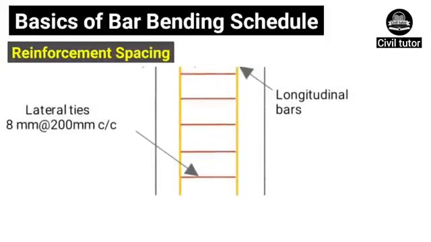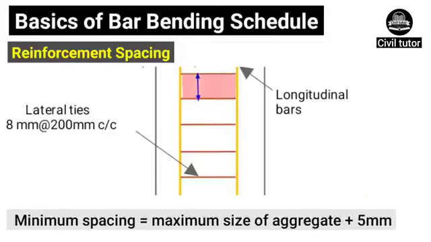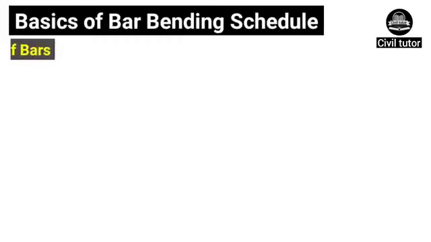The next topic is about reinforcement spacing. Spacing is the distance between two reinforcement bars. The spacing is provided to have a properly anchored reinforcement. That's why it's mandatory to cover the steel bars with concrete. The minimum spacing between two bars should be at least equal to maximum size of aggregate with a margin of 5 mm.